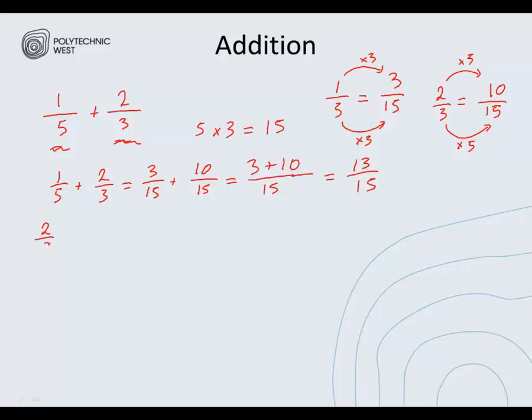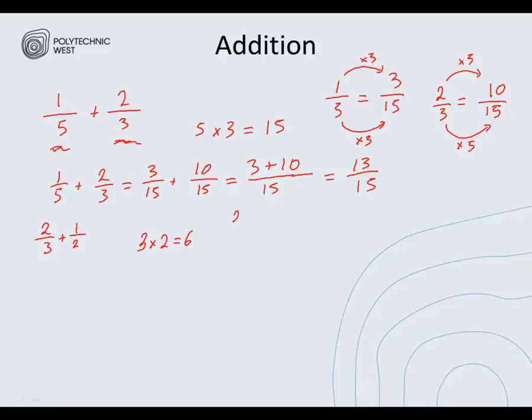2 over 3 plus 1 over 2. Now, what we'll do is we'll find the number that we're going to have underneath, and the number we're going to have underneath is the underneath ones multiplied by each other. So we've got 3 and a 2. 3 times 2 equals 6. So 6 is what we're going to have underneath.